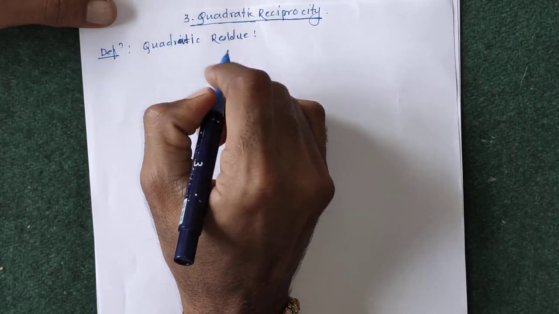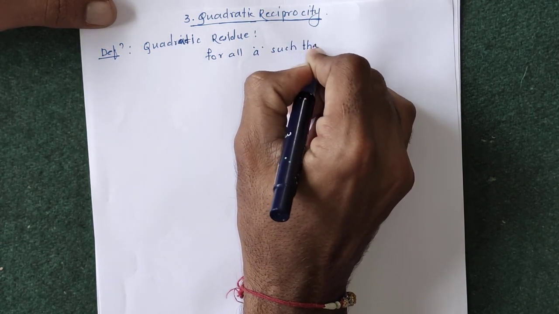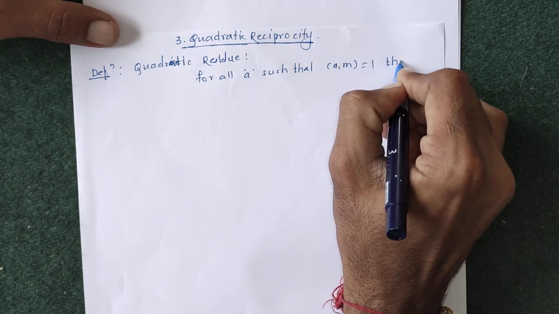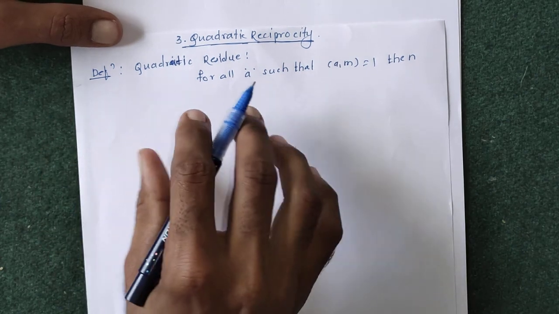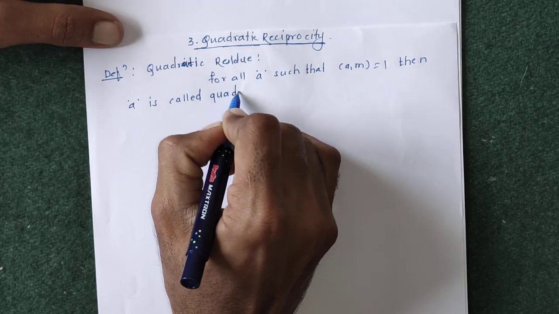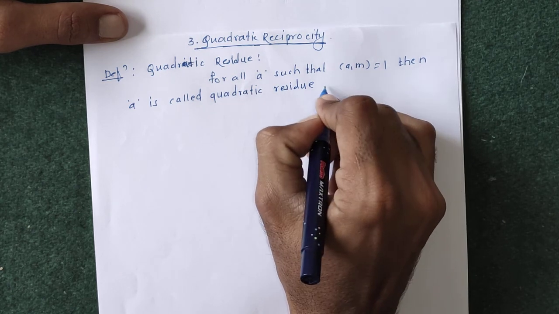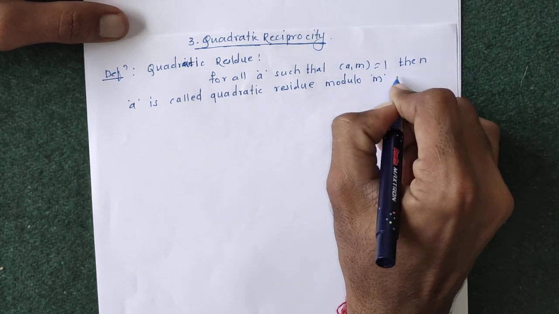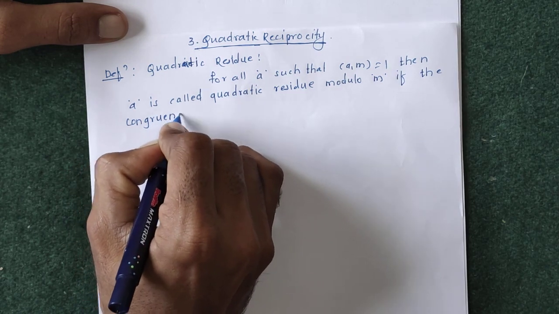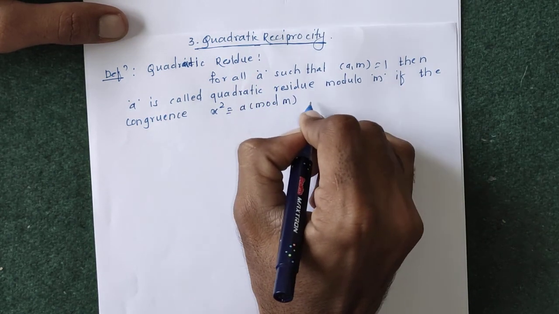So the definition of quadratic residue is: for all integers a that are relatively prime with m, such that GCD of a and m is equal to 1, then a is called a quadratic residue under modulo m if the congruence x square is congruent to a mod m has a solution.